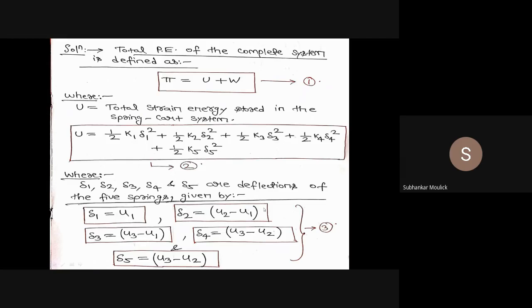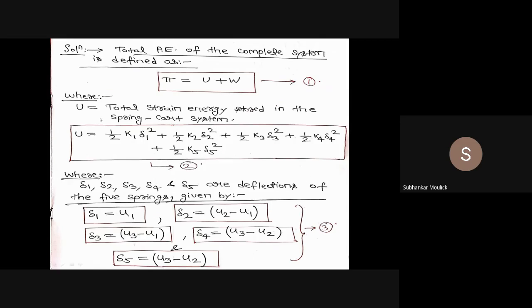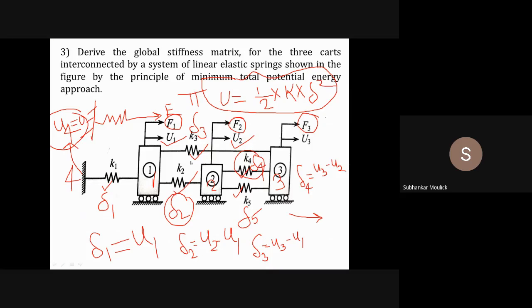Then I will substitute the values of delta 1, delta 2, delta 3, delta 4 and delta 5 in equation number 2. I will get one expression of U, and that expression of U is this equation number 5. Any doubt in equation number 5? So I have calculated the value of strain energy stored in this spring cart case.